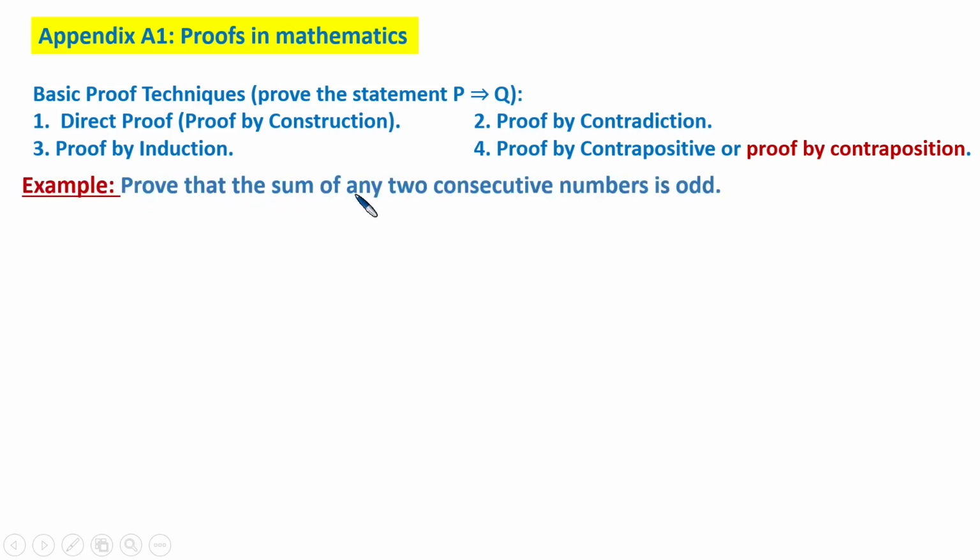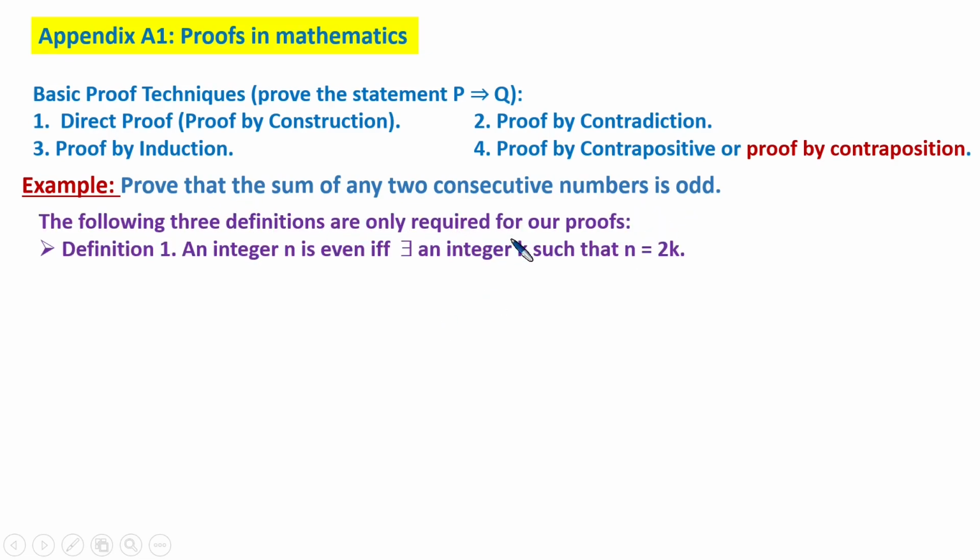Prove that the sum of any two consecutive numbers is odd. Any two consecutive numbers: 3 and 4 are consecutive numbers, 17 and 18 are consecutive numbers. So for any two consecutive numbers, if you sum them, it is odd. To prove this, the following three definitions are all that is required for our proof.